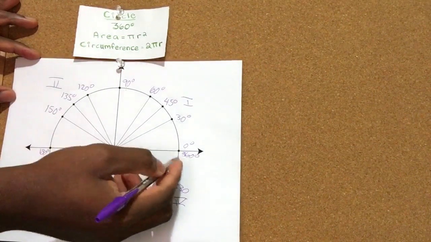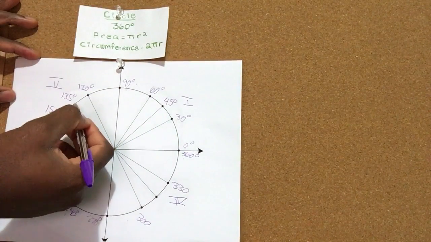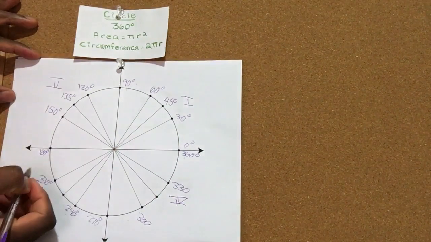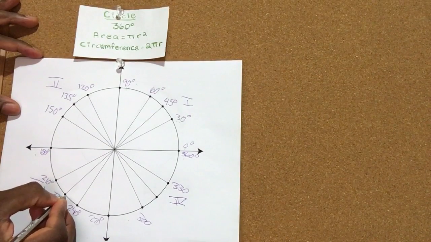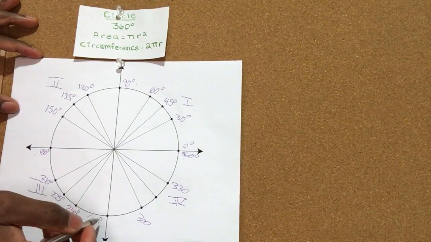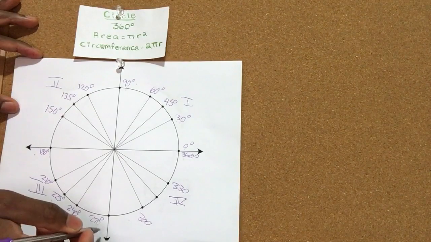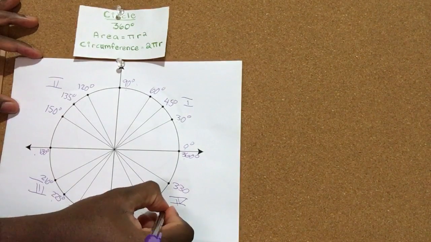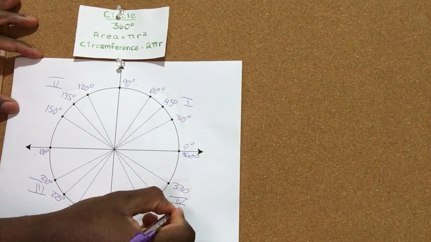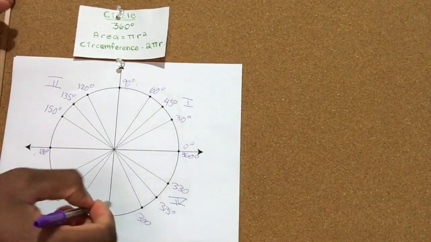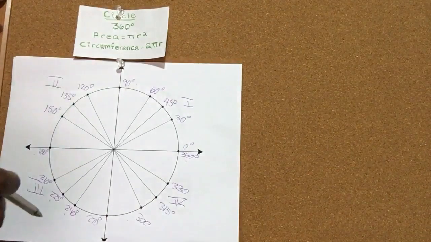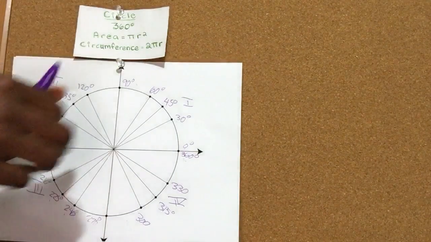135. Now keep going. So 0, 45, 90, 135 plus 45, 180 plus 45, 225 degrees plus 45, 270 plus 45, we have 315 degrees. Finally, plus 45, we're back at 360. Now, that is the entire unit circle in degrees.